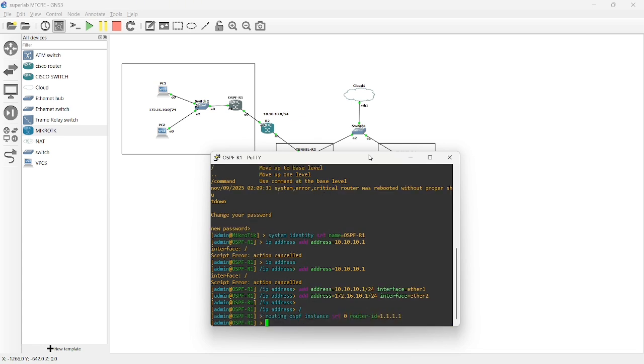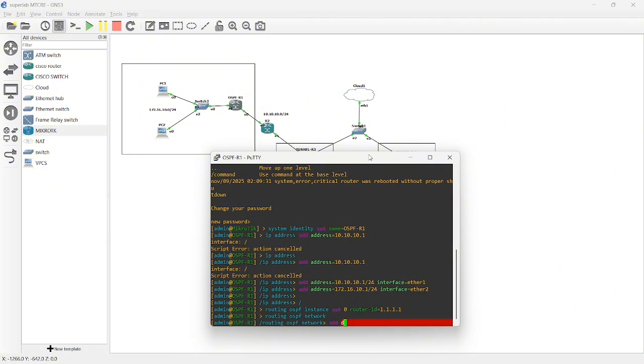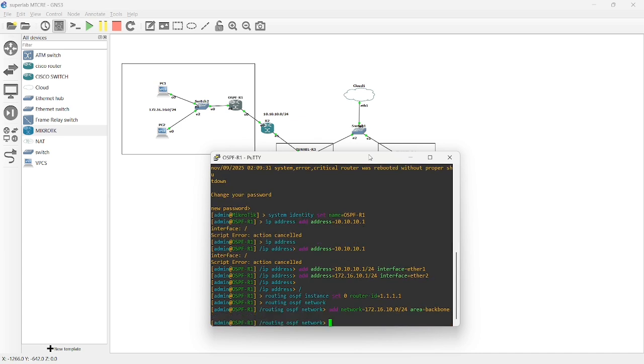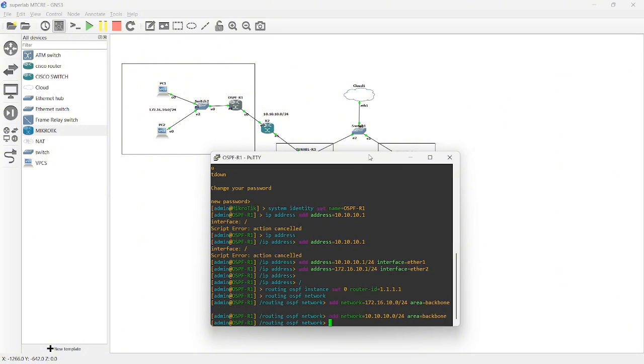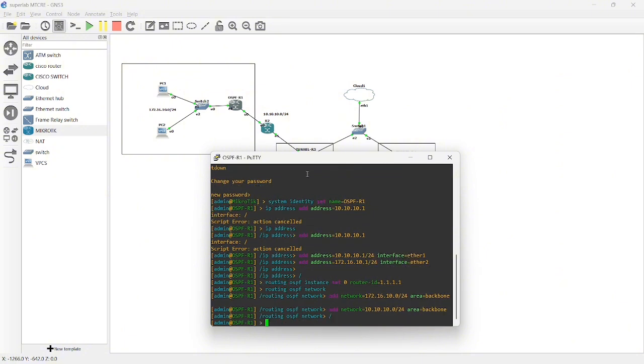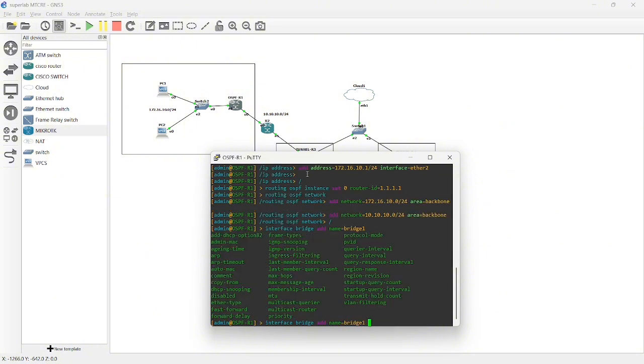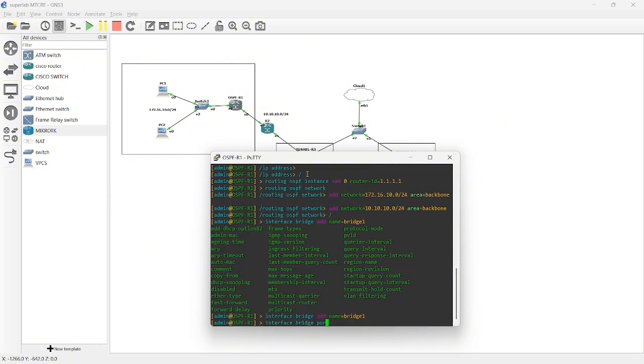And we add the OSPF instance, set the router ID 1.1.1.1, and the next router is 2.2.2.2. We add the OSPF network 10.10.10, and the area is backbone. We add the network from the PC too, the same. And we add the bridge for the switch that is on, and can bridge the IP.